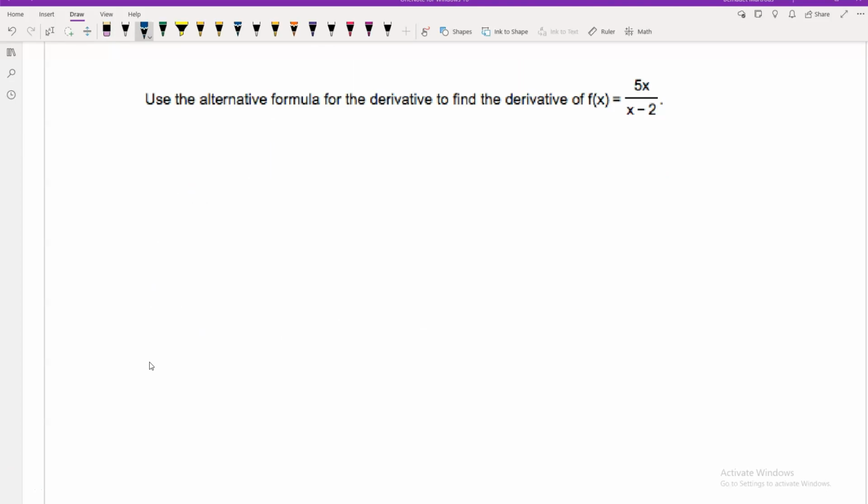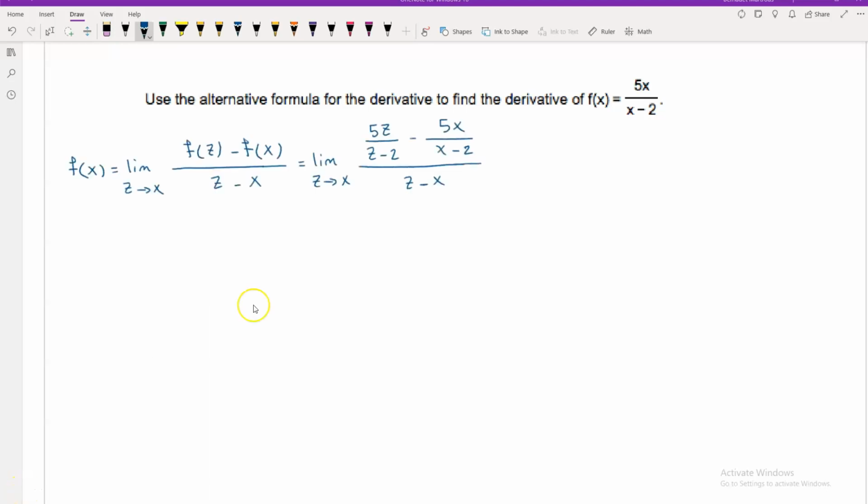Use the alternative formula for the derivative to find the derivative of f of x equal to 5x divided by x minus 2. So here we have to find limit as z approaches x of f of z minus f of x divided by z minus x. And here, in this case, f of x is 5x divided by x minus 2. So finding f of z, instead of x, use z. So it's 5z divided by z minus 2 minus 5x divided by x minus 2. And here in the denominator we have z minus x.